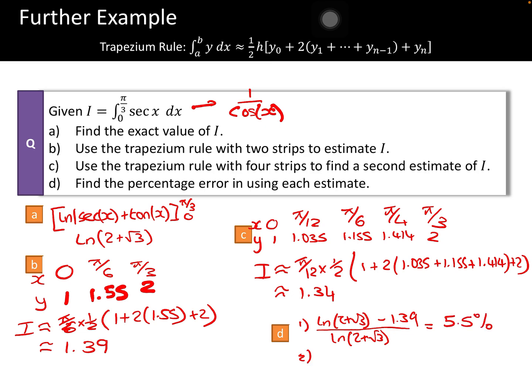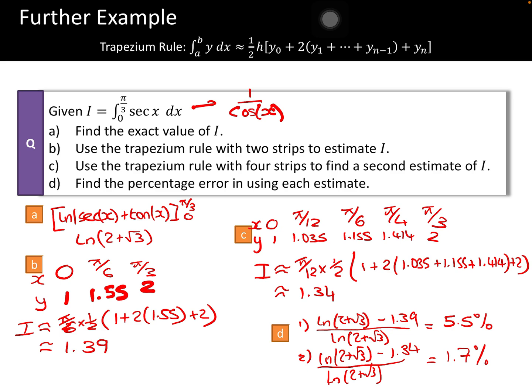And for the second one, log natural of 2 plus root 3 minus 1.34 over log natural of 2 plus root 3. And that gives us an error of 1.7%. Okay, more strips, more accurate.